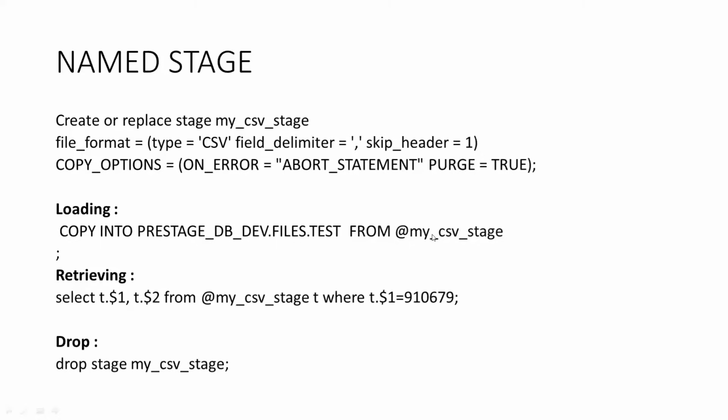We will see loading and unloading next, after the stages. Basically, stages are the place where we keep the files for the purpose of loading. We can keep them in a user stage, table stage, or named stage. Once the files are in that stage, you can load them into whatever table it is. How to load? Using copy.